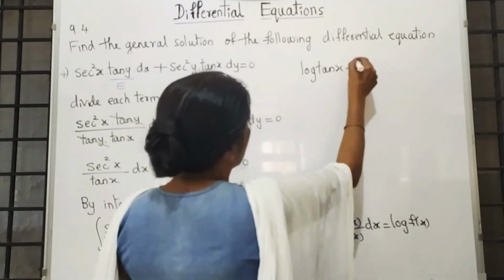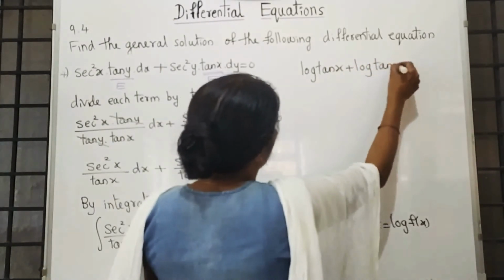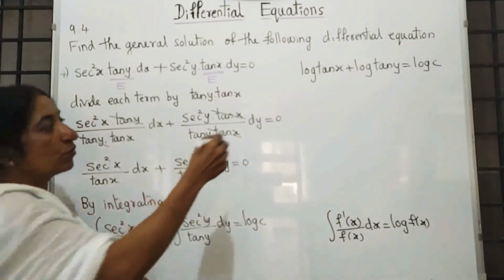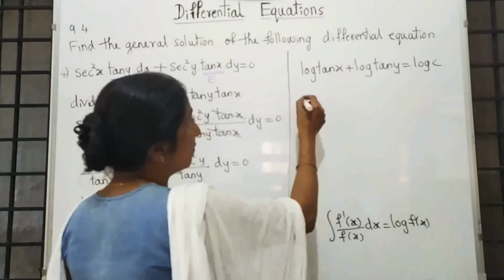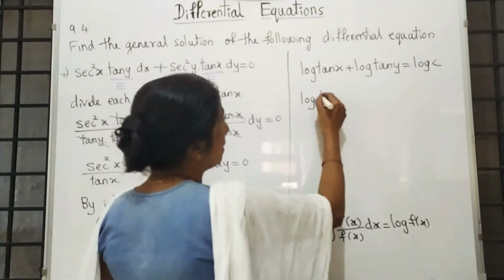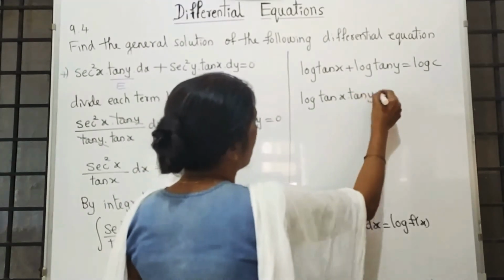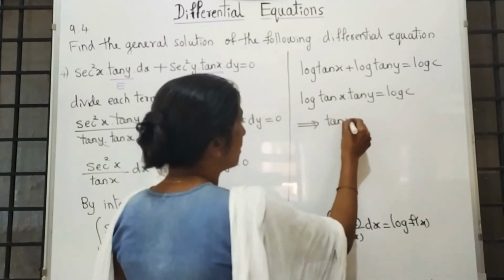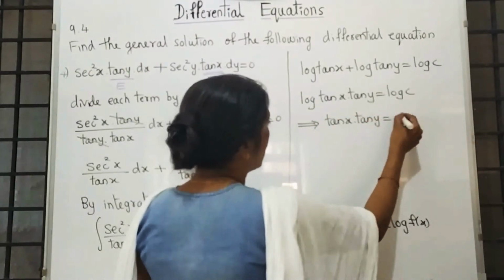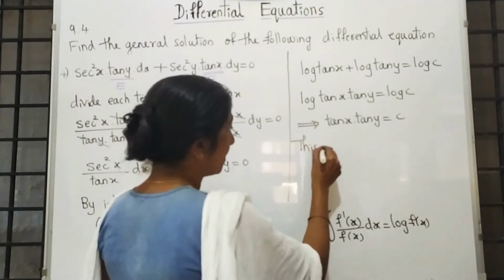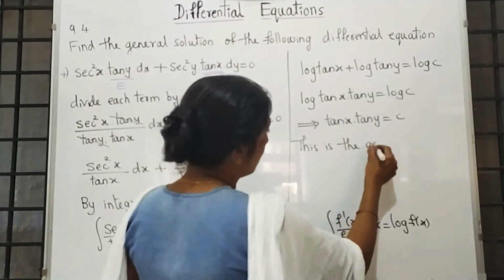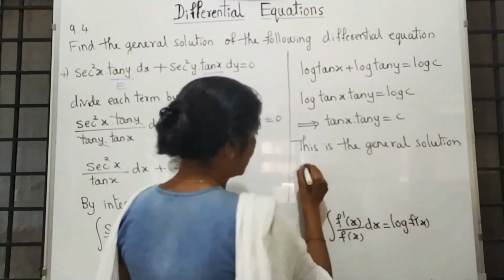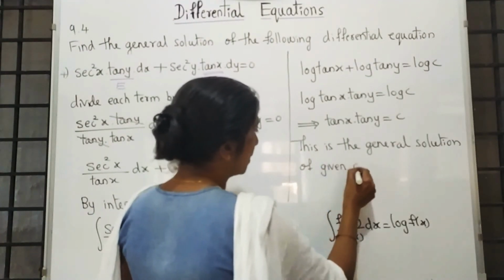Log tan x plus log tan y is equal to log c. See, if you are thorough, you can write: now the left side is in the form of log m plus log n, that is log of m into n, is equal to log c. On both sides, log gets cancelled. Tan x into tan y is equal to c. This is the general solution of the given differential equation.